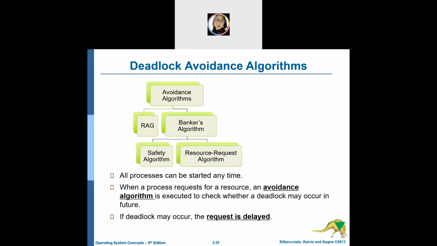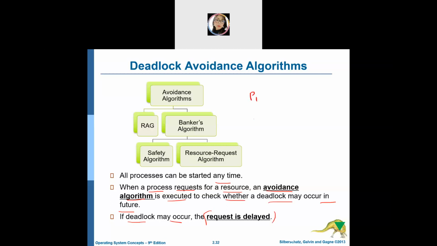So you have here avoidance algorithms, RAG and banker's algorithm, similar to the diagram in the beginning slide we looked at. All processes can be started anytime. When a process requests a resource, an avoidance algorithm is executed to check whether deadlock may occur in future or not. So if deadlock may occur, the request is delayed. So you're going to delay your request.